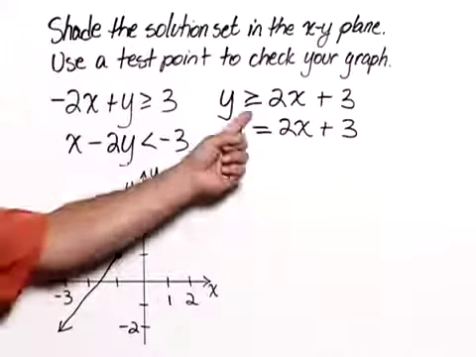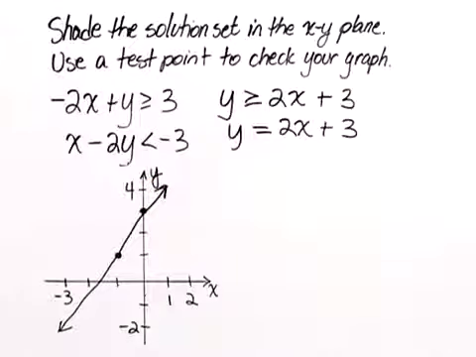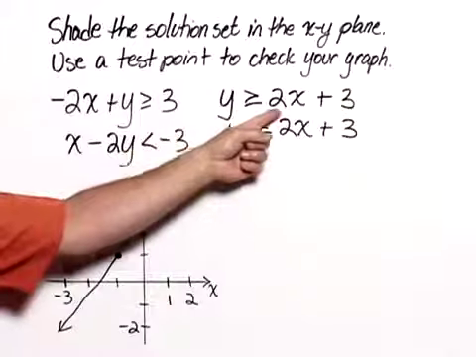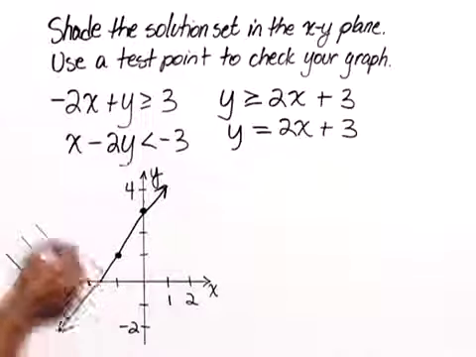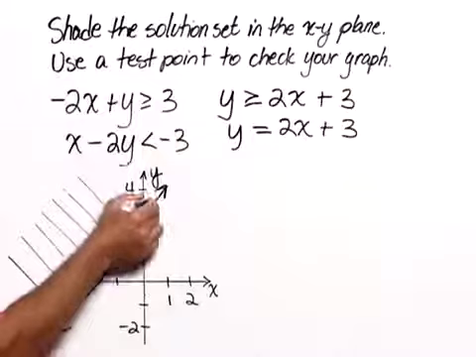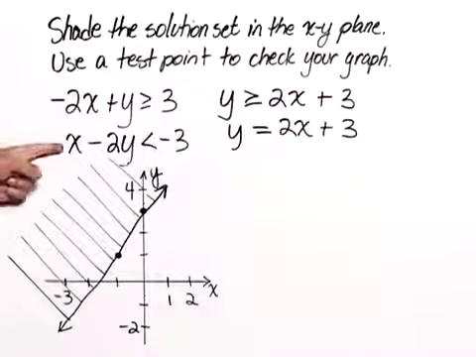Looking back to the inequality, it's y is greater than or equal to 2x plus 3, and that means we want y values that are more than this, that is, they are above the line. So we would shade that half plane that is above the line. Let's go back now and do the second equation.